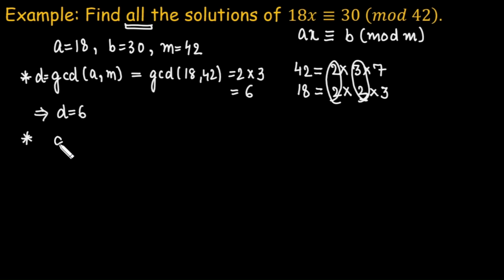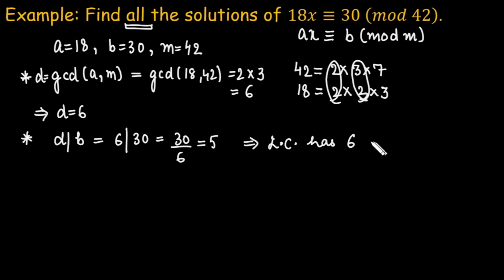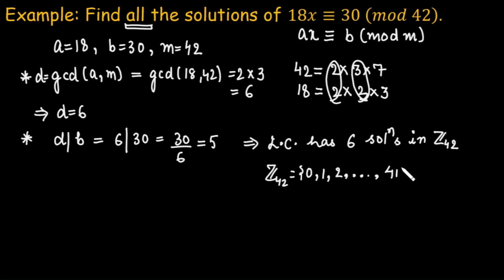In the next step, check whether D divides B, meaning whether 6 divides 30, or we can say that 30 by 6 is equal to some integer or not. Yes, that is equal to 5. So as D divides B, we can conclude that the linear congruence has 6 solutions in Z42. Z42 is from 0, 1, 2 up to 41.